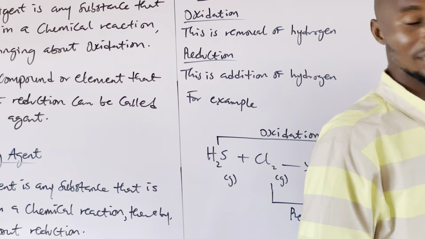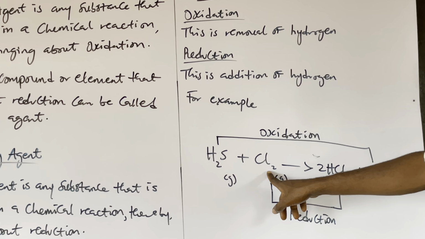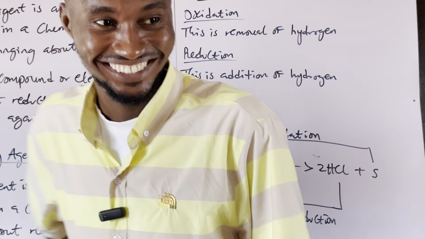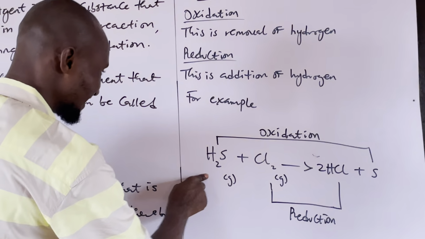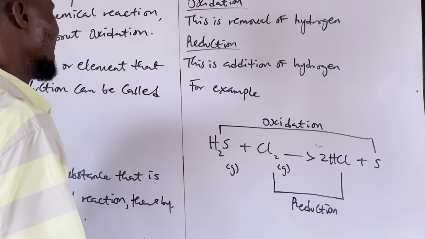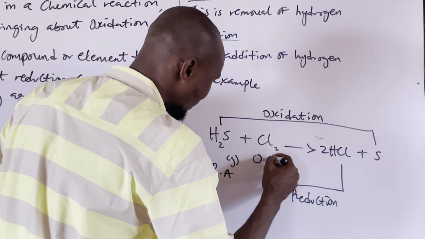This one will be the reducing agent. This will be the oxidizing agent. Okay, your own view. So you feel confused, right? I disagree. This one is the oxidizing agent, this one is the reducing agent. Prove me wrong. You are correct. This is the reducing agent and this is the oxidizing agent.